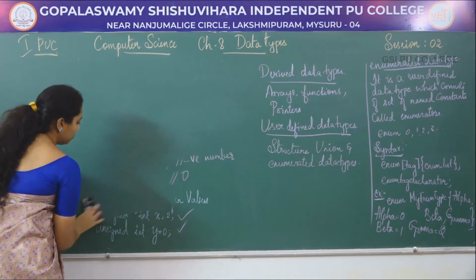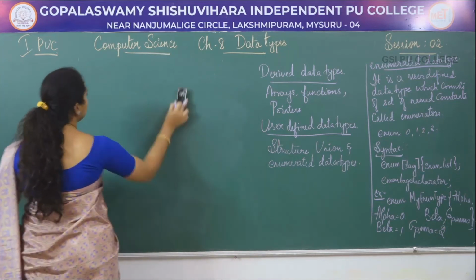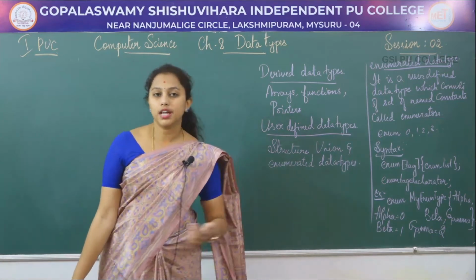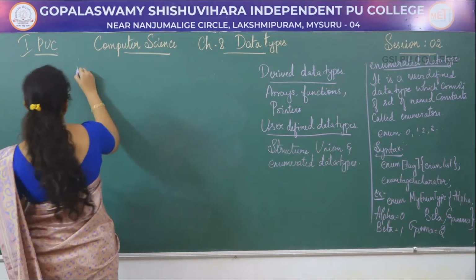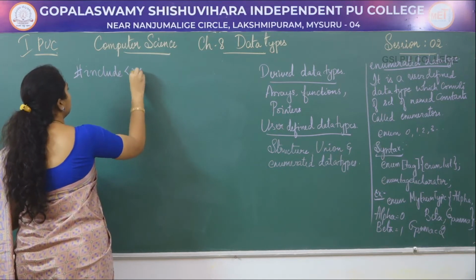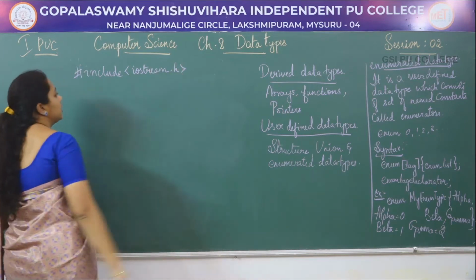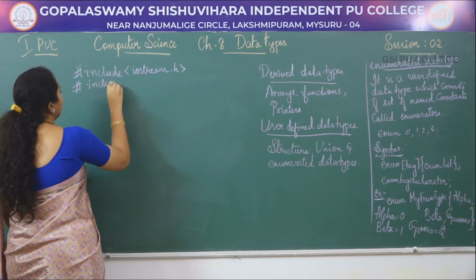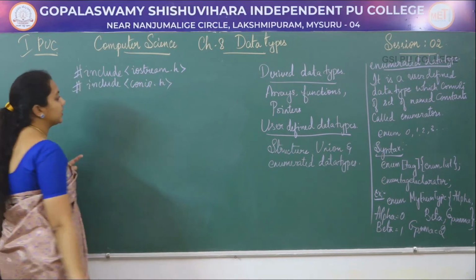We can use this enumerated data type in the case of printing the days of the week and to print the months of the year. Then we can use this enumerated data type. First I am going to include the required header files #include iostream.h. So this is the supporting file for cin and cout. And next header file is #include conio.h. This includes basic functions like clear screen and getch.